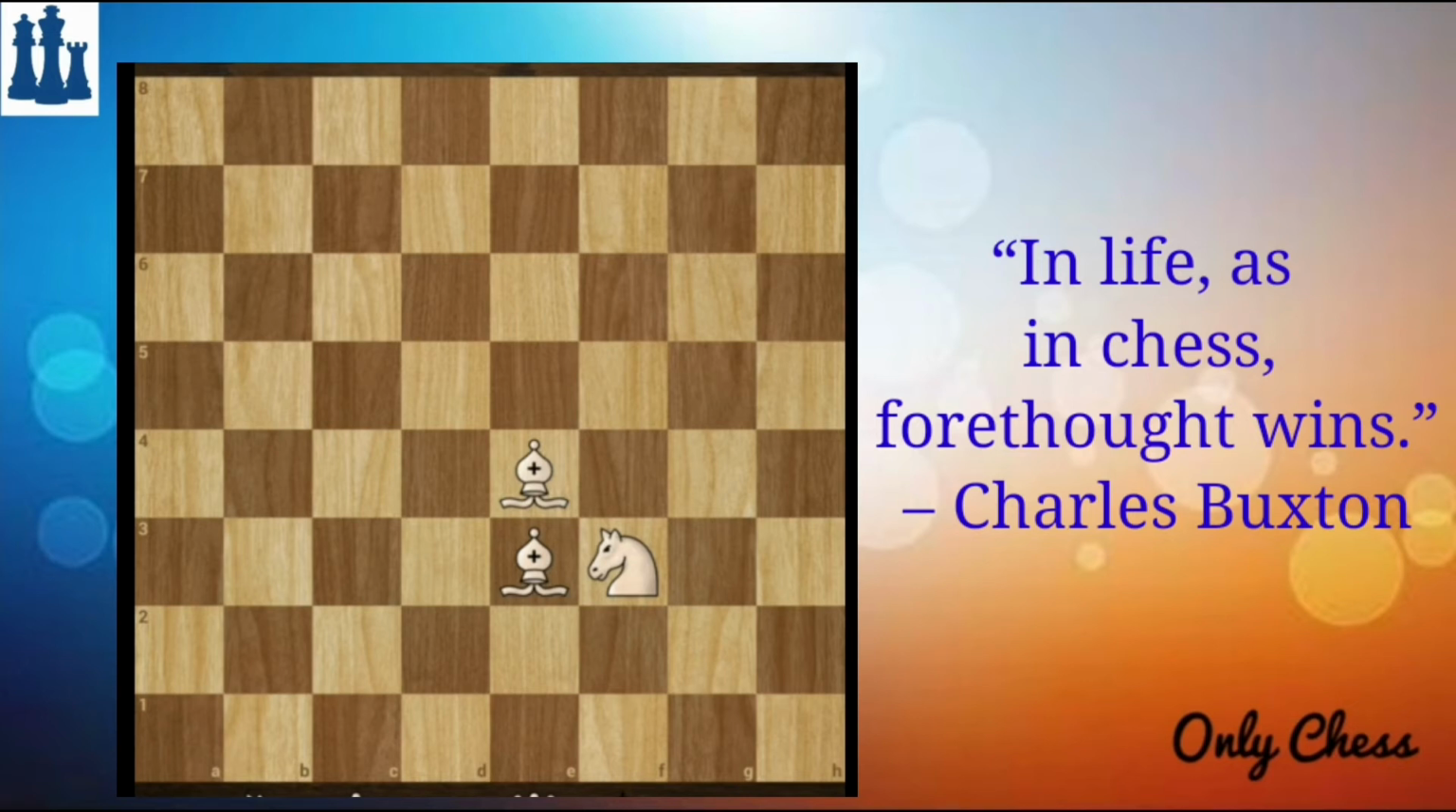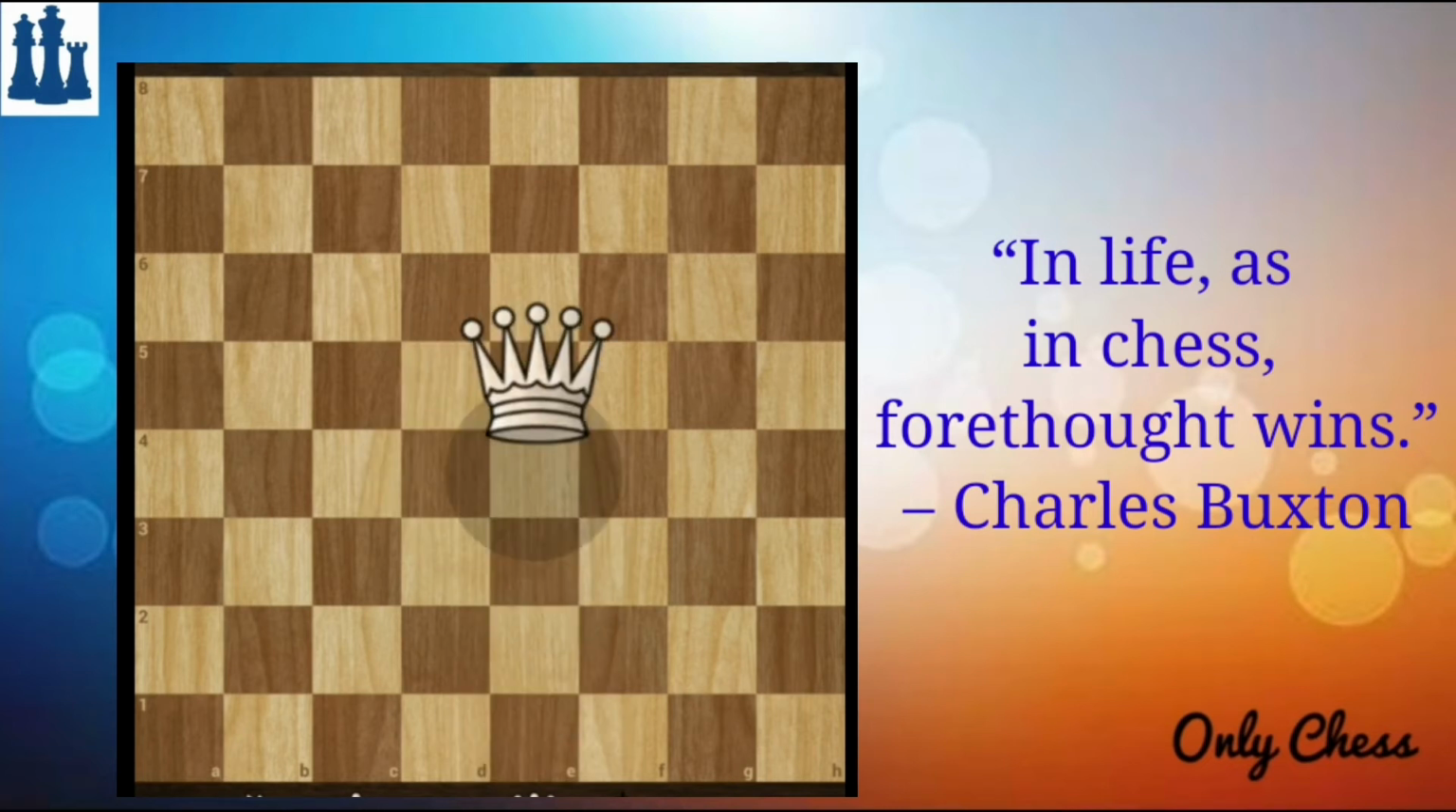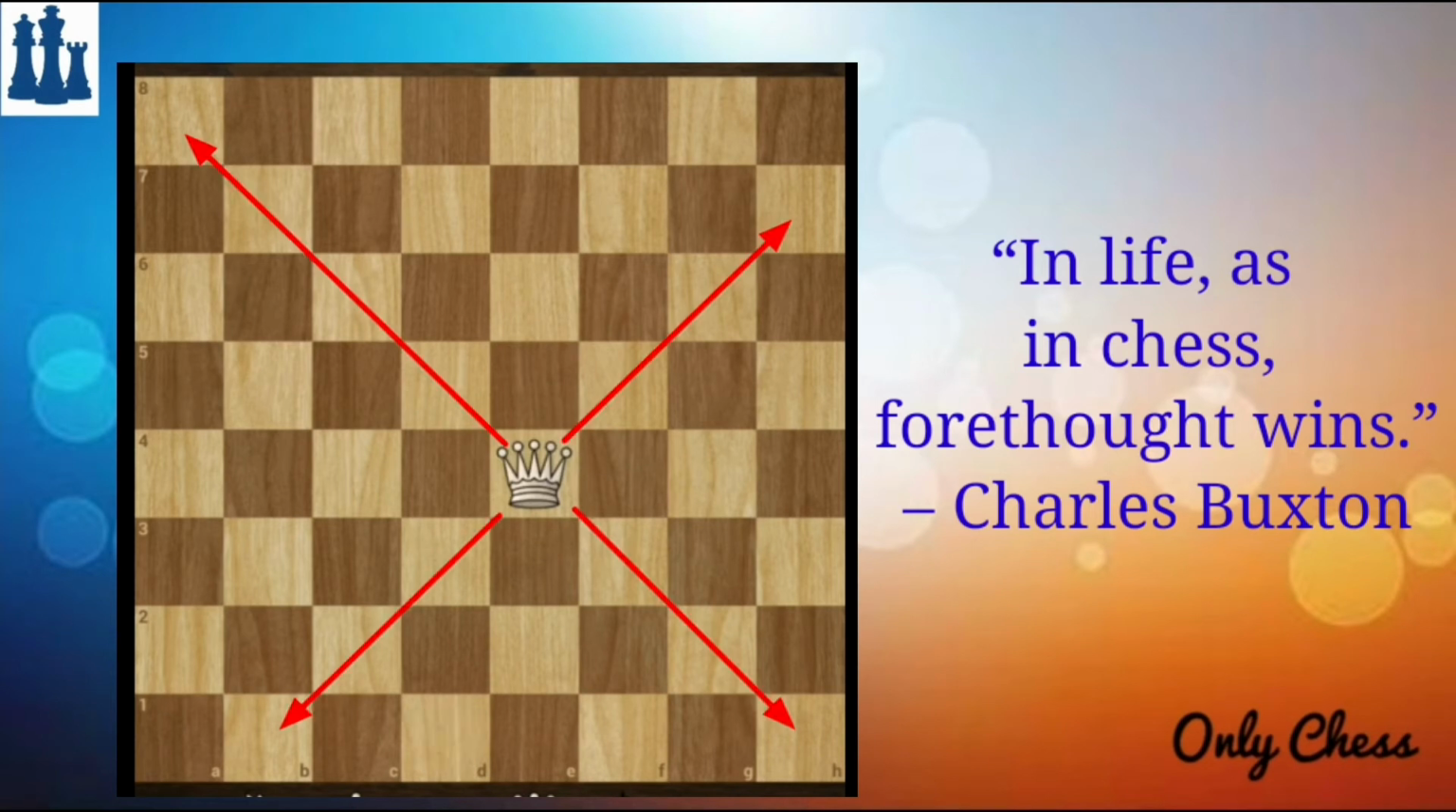Now let's talk about the movement of the queen. The queen is now located on the e4 square, and the queen is a piece which can move through the diagonals as well as through the files and ranks. So it can move through the e file, the 4th rank, and also the h1-a8 diagonal and the b1-h7 diagonal.